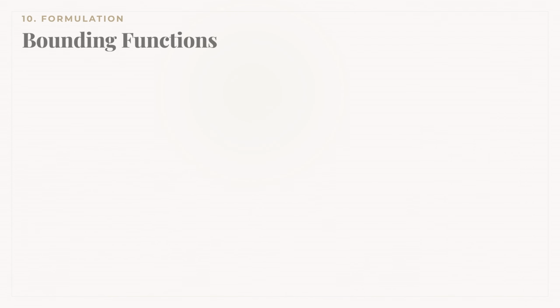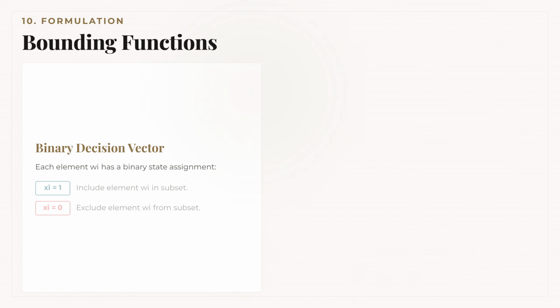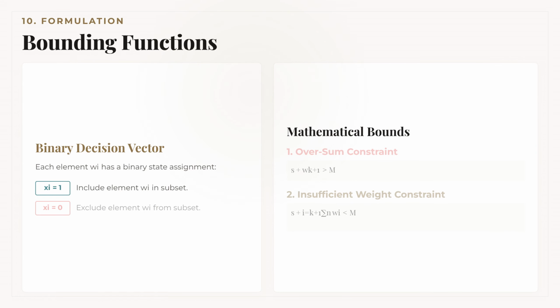We represent the solution using binary decisions. For every element, we decide whether to include it or exclude it. If xi equals 1, the element is included. If xi equals 0, the element is excluded. As we move through the list, we keep track of the current sum. If the sum becomes greater than the target value, we immediately stop exploring that branch. Similarly, if even after including all remaining elements, we still cannot reach the target, we abandon that branch as well. This intelligent pruning saves a tremendous amount of computation.